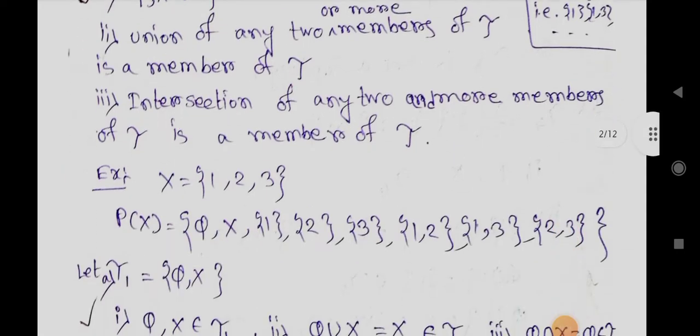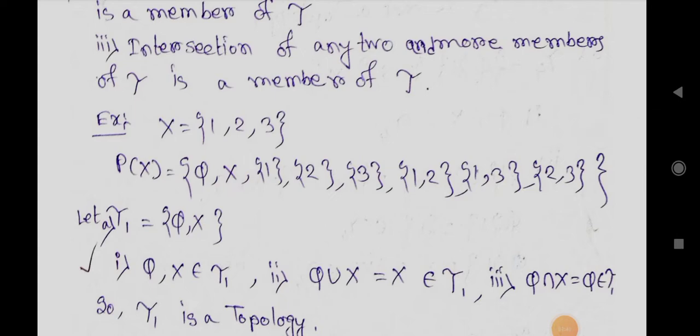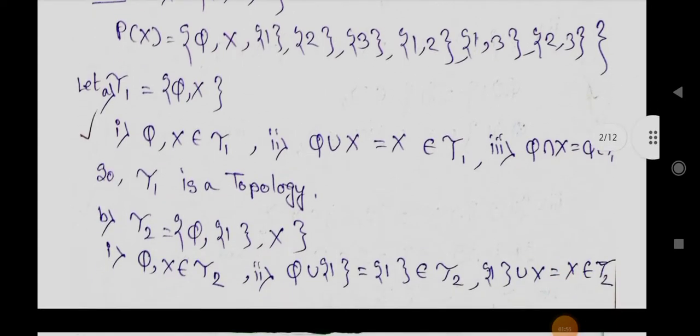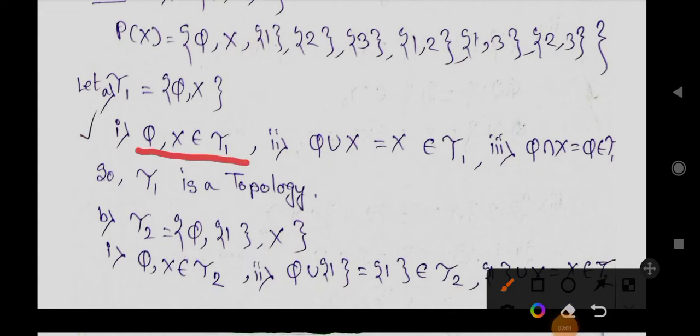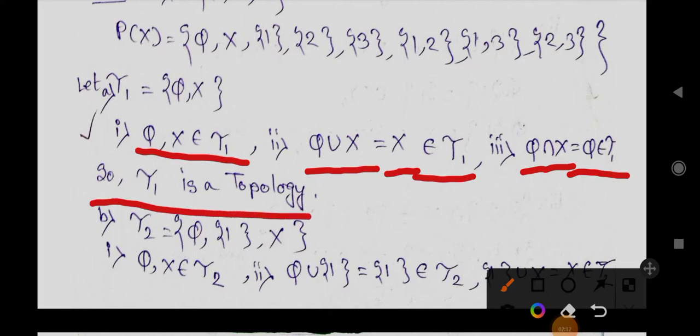See an example. Let X equal {1, 2, 3}, then P(X) equals {phi, X, {1}, {2}, {3}, {1,2}, {1,3} and {2,3}}. Let tau 1 equal {phi, X}. Now we check whether it satisfies the conditions. Phi, X belongs to tau 1, phi union X equals X belongs to tau 1, phi intersection X equals phi belongs to tau 1. So tau 1 is a topology.